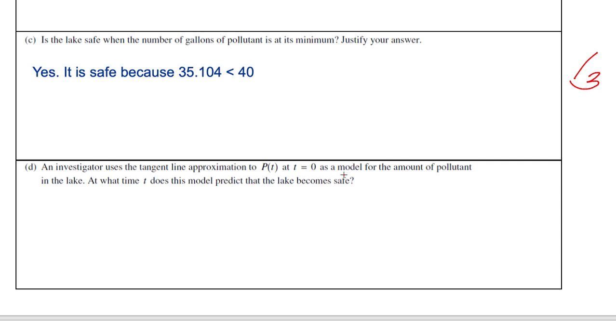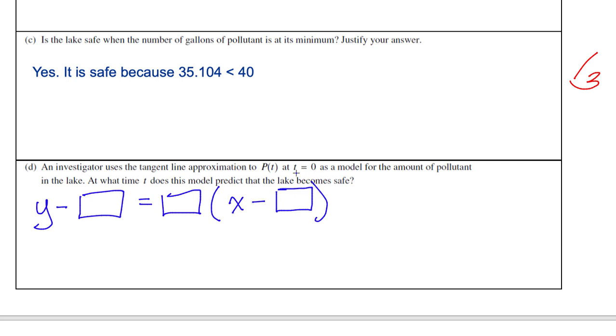He can't do curves. So he uses the tangent line approximation. Every single time that I see these words, tangent line approximation, I'm thinking of y minus blank is equal to blank times x minus blank. That is what it means to be a tangent line approximation. Write it down. Y minus blank is equal to blank times x minus blank. There's your tangent line approximation at t is equal to 0, which is a horrible model in my opinion, but it'll work.